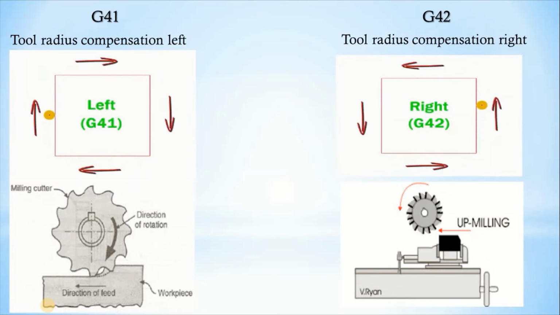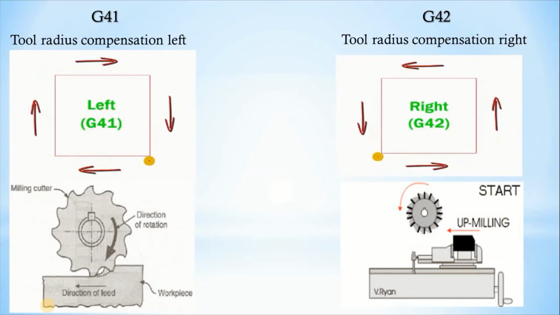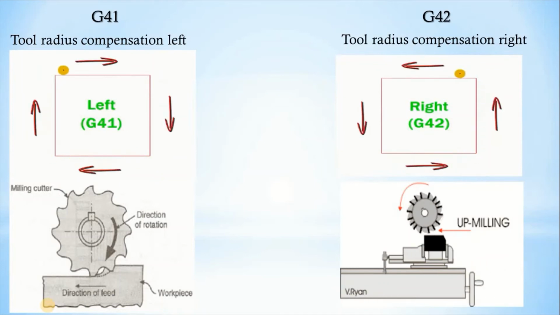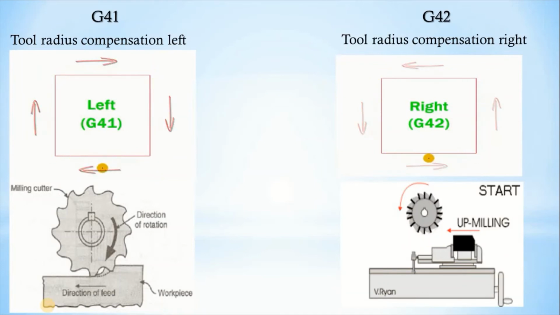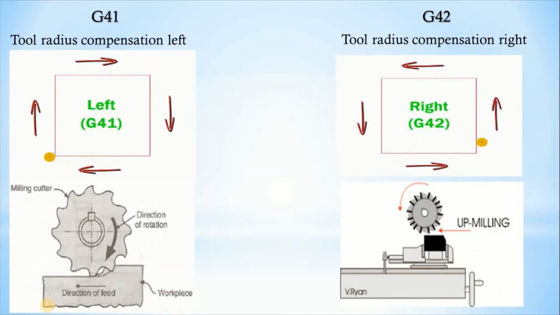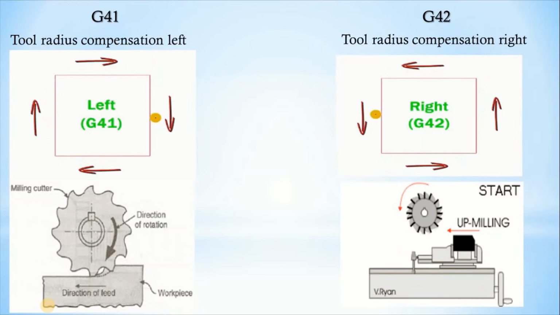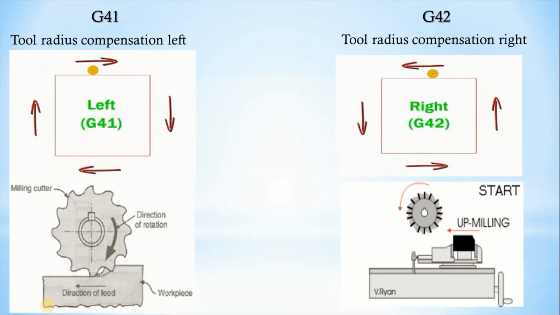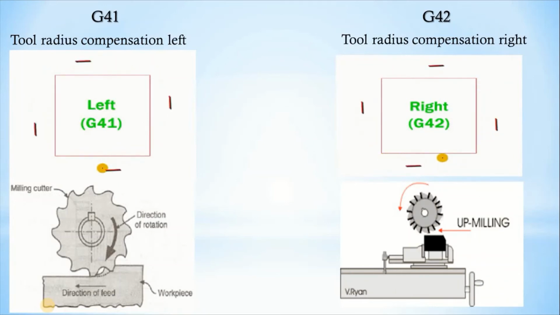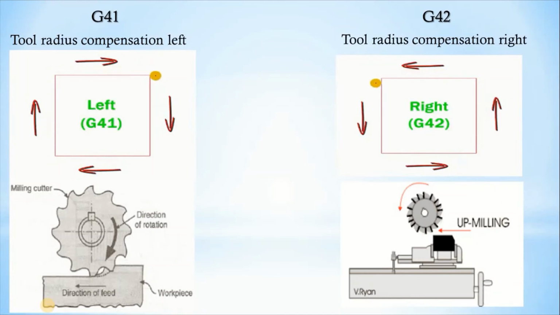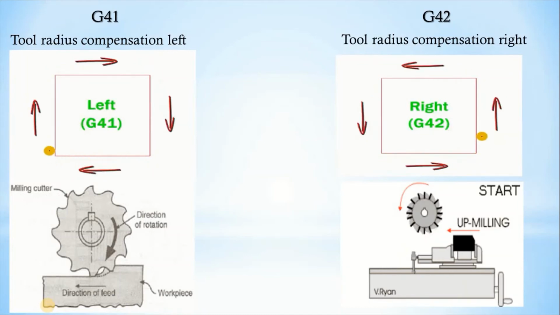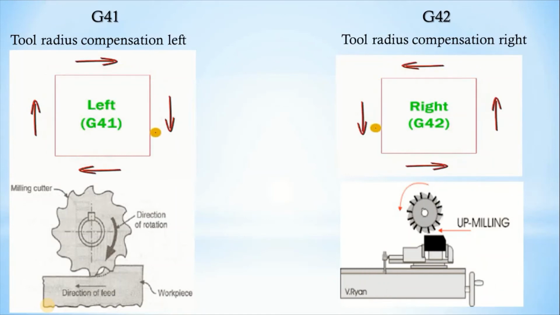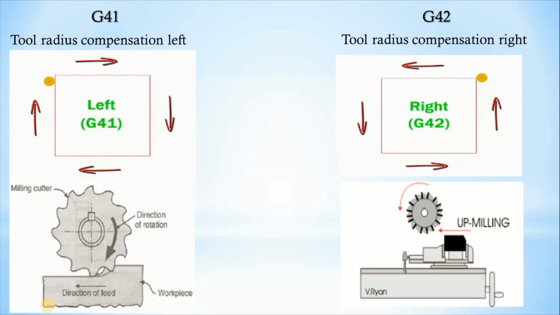But the programming mindset is different, so the software has various CRC mode selections, such as compensation off, wear, reverse wear. G41 is used for conventional milling like down milling, and G42 is for up milling. G41 is used when the tool radius compensation is to the left direction, and G42 when the tool radius compensation is to the right direction. So G41 is used in down milling, and G42 in up milling.